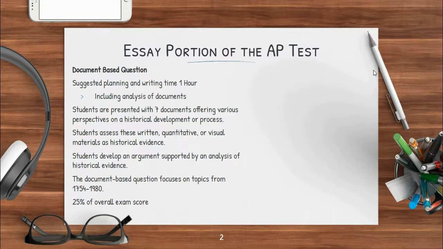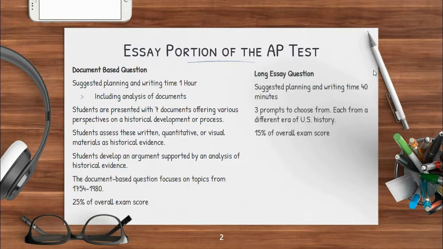The DBQ will focus on topics from 1754 to 1980, so at least one part of the prompt will be from periods 3 through 8. There was this one year, though, I remember, that the prompt spilled well over into period 9. Yeah, there were some unhappy teachers and students that year. The DBQ will count 25% towards your overall exam score.